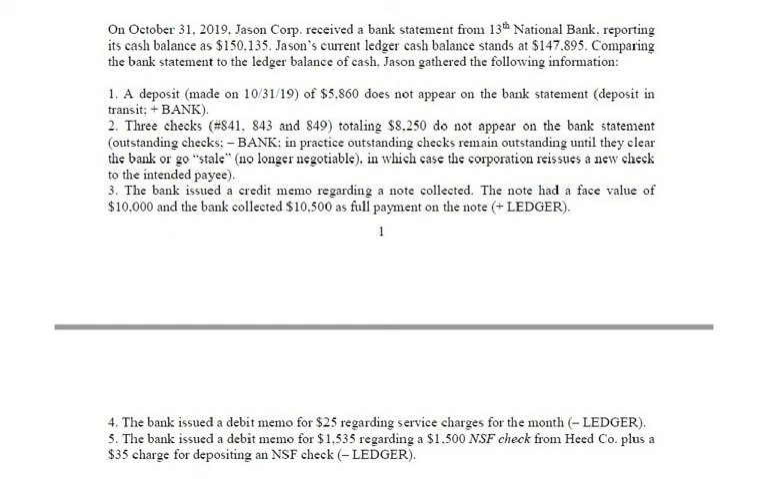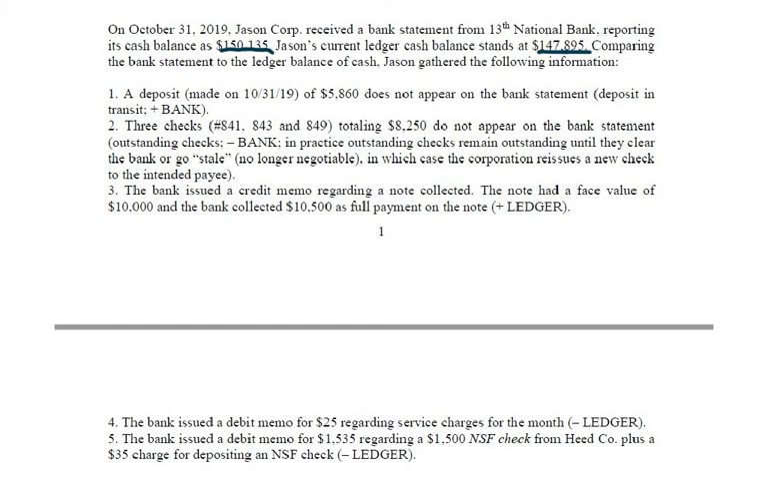So on with this. The example we're going to focus on is October 31st, 2019. Jason Corp receives a bank statement from 13th National Bank reporting its cash balance as $150,135. So again, that's what they received from the bank. Bank says, we see $150,135. They looked at their ledger balance, and the ledger balance stands at $147,895. So there's the two numbers you're going to have to reconcile between. In other words, somewhere between those two numbers is the correct cash balance.